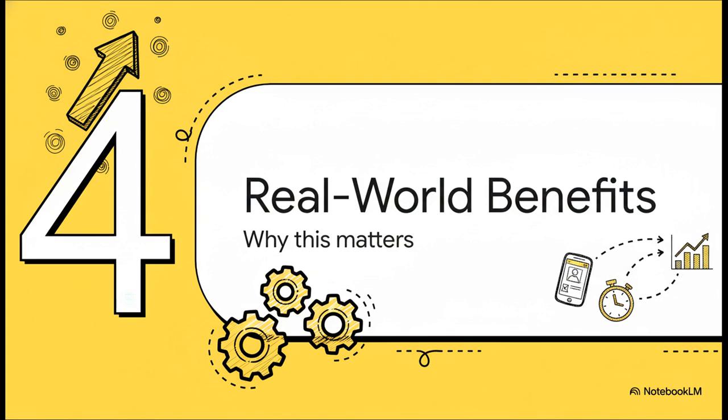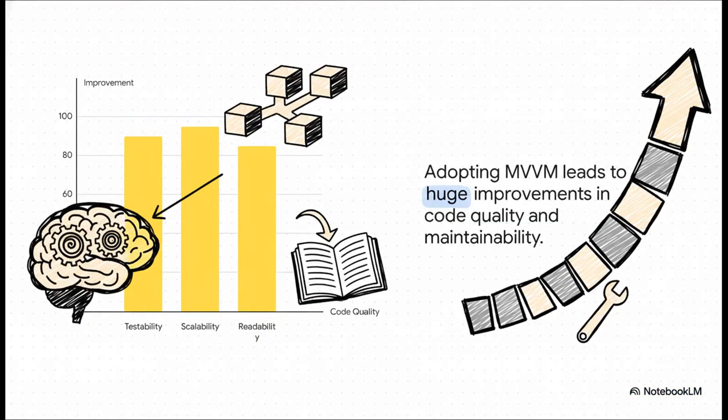Okay, so we did all that work. Was it really worth it? Let's talk about the payoff, the real-world benefits, because this is why separating your concerns really matters. The improvements are huge across the board. Look at testability. Because all our logic is now in a view model, which is just a simple class, we can write unit tests for it super easily, without ever needing to deal with the UI.